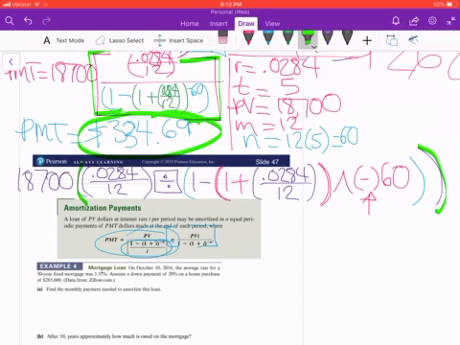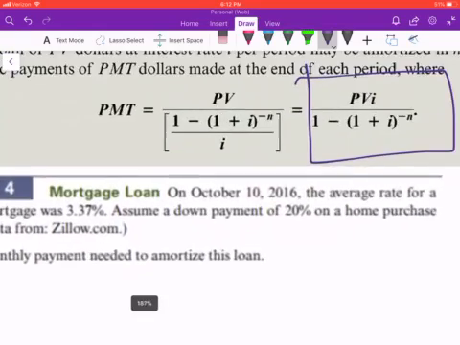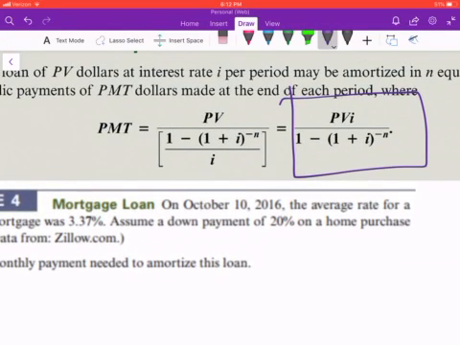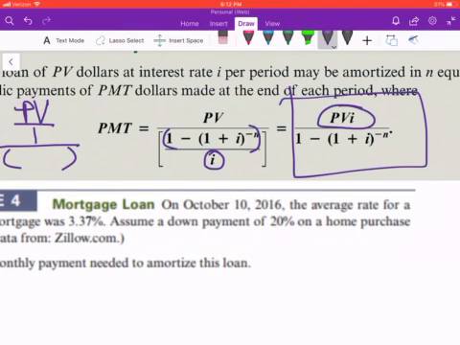Now for example 4, we will also be calculating the payment, and for this one I'm going to use this version of the formula. The reason those two formulas are equivalent is that here we have the present value multiplied by I, and I is divided here, but in reality you could have present value divided by 1, and then this quantity, and then this divided by I. So I'm just going to write all of it.